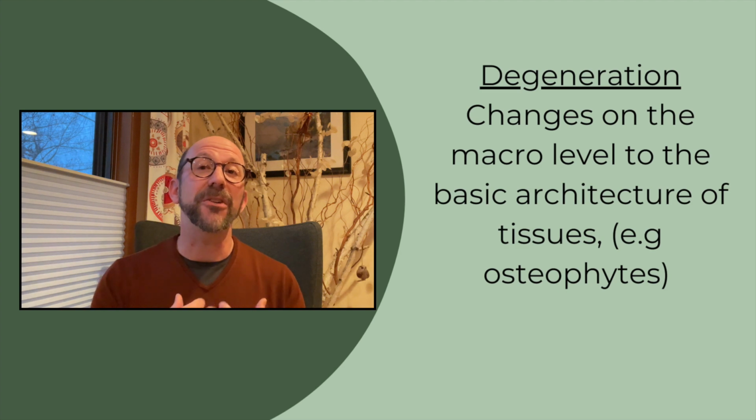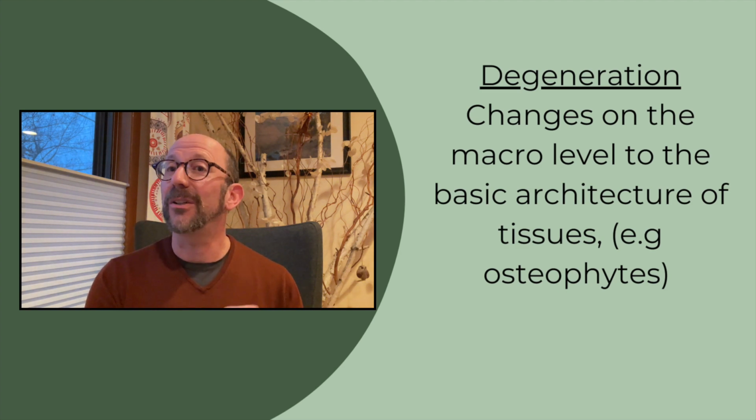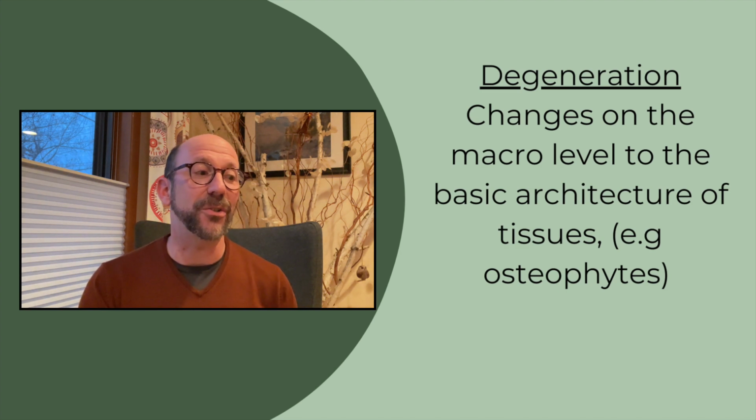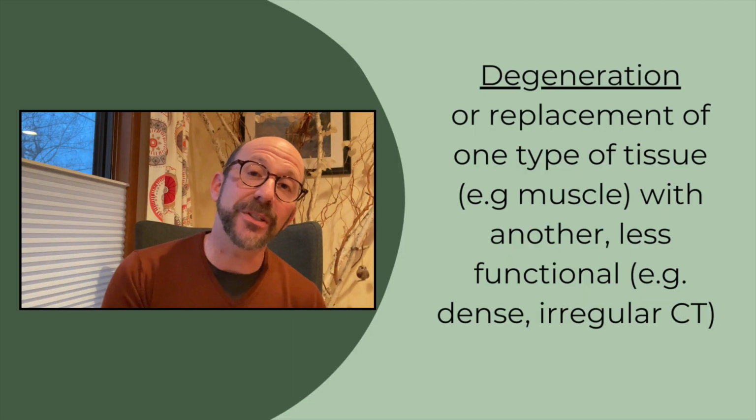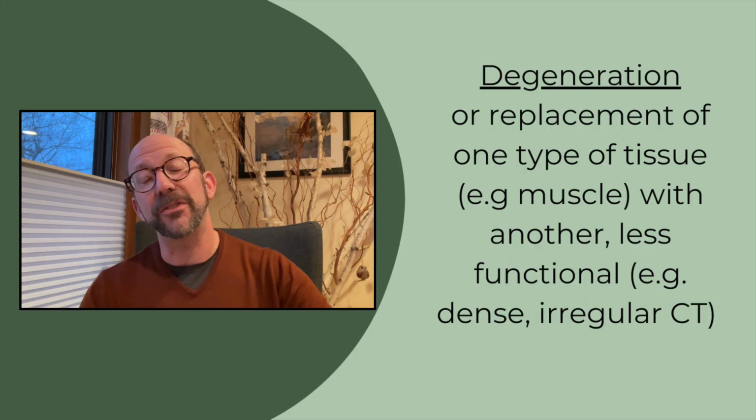It will lead to changes on the macro level to the architecture of the tissues, like osteophytes in joint degeneration. The bone looks different. It really looks different because it's been placed under stress for long enough that the body has had to create a significant response to those stressors. Osteophytes, for example. Degeneration is also the replacement of one type of tissue with another that is less functional.